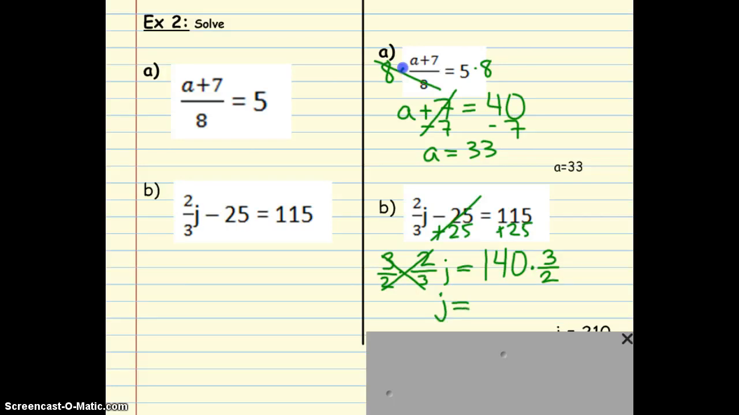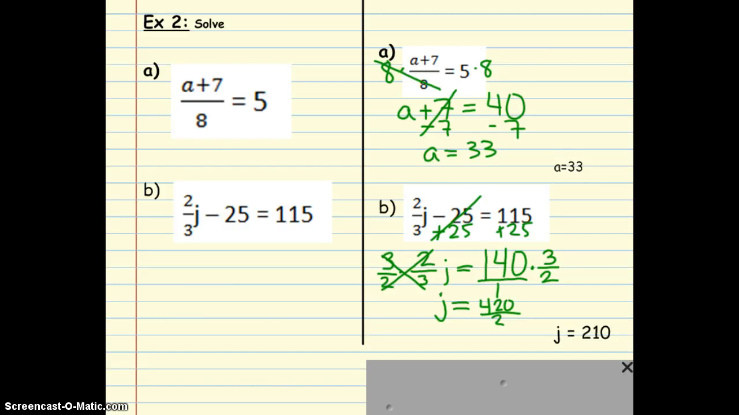On the right-hand side, this 140 is a whole number. It's always over 1. So we can do 140 times 3. 140 times 3 is 420. On the denominators, 1 times 2 is 2. So then J equals 420 divided by 2. And when we divide that, J equals 210. Excellent. There's our multi-step problems.